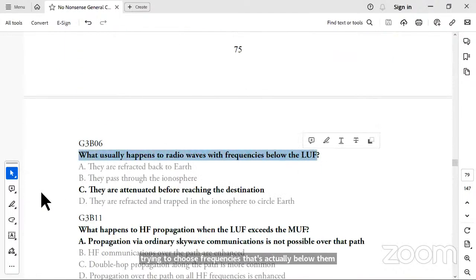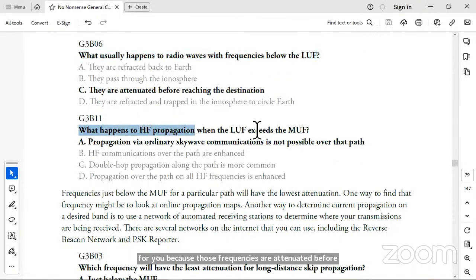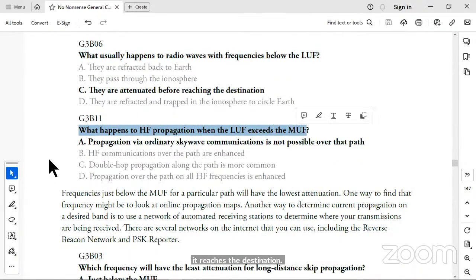Okay. What happens to radio waves with frequencies below the LUF? If you punch in a frequency on your radio and you're trying to communicate, well, not very much for you, because those frequencies are attenuated before they reach the destination. What happens to HF propagation when the LUF exceeds the MUF? Well, that can happen when you have some sort of a disturbance. Propagation via ordinary skywave communication is not possible over the path. In other words, radio blackout.